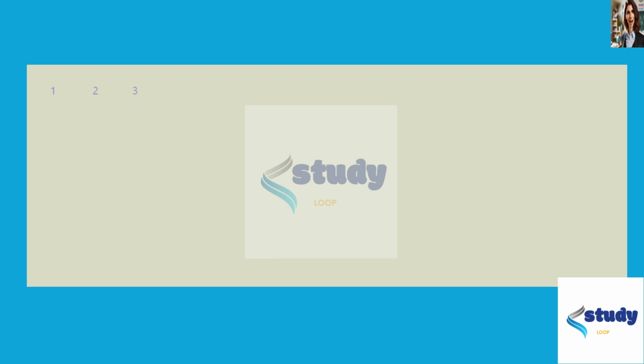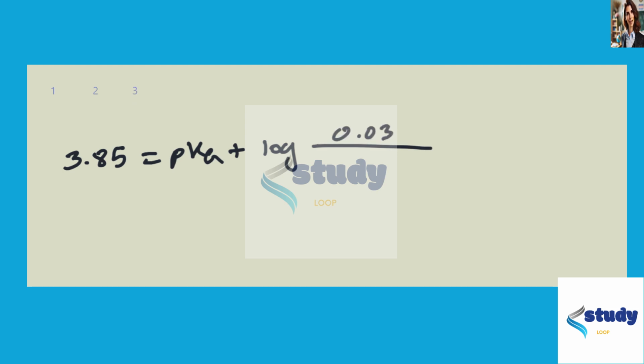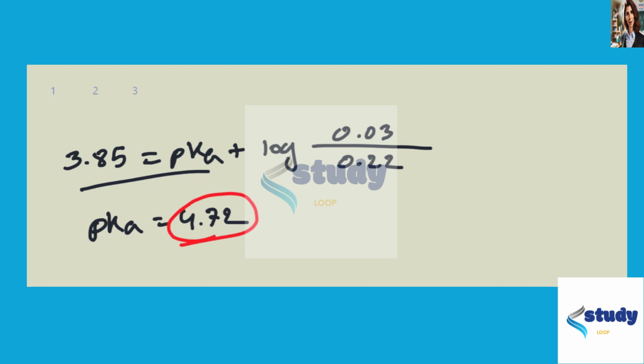So let's rewrite the Henderson-Hasselbalch equation. We have the pH value given as 3.85, equal to the pKa value plus log of the number of moles of the conjugate base, which is 0.03, over the number of moles of acid, which is 0.22. Just solving this equation, we can easily find the value of pKa, and the pKa value will come out as 4.72. So this is the pKa of the weak acid involved in this reaction.